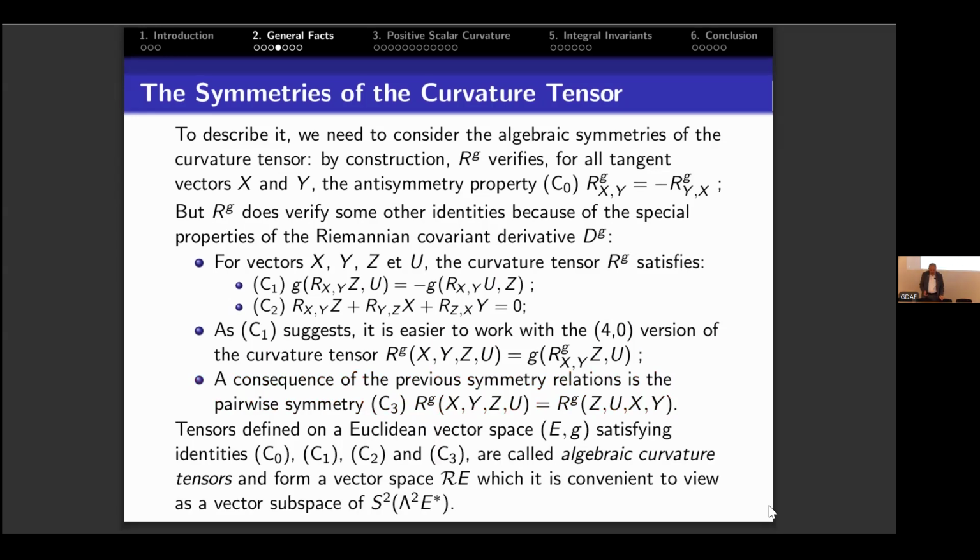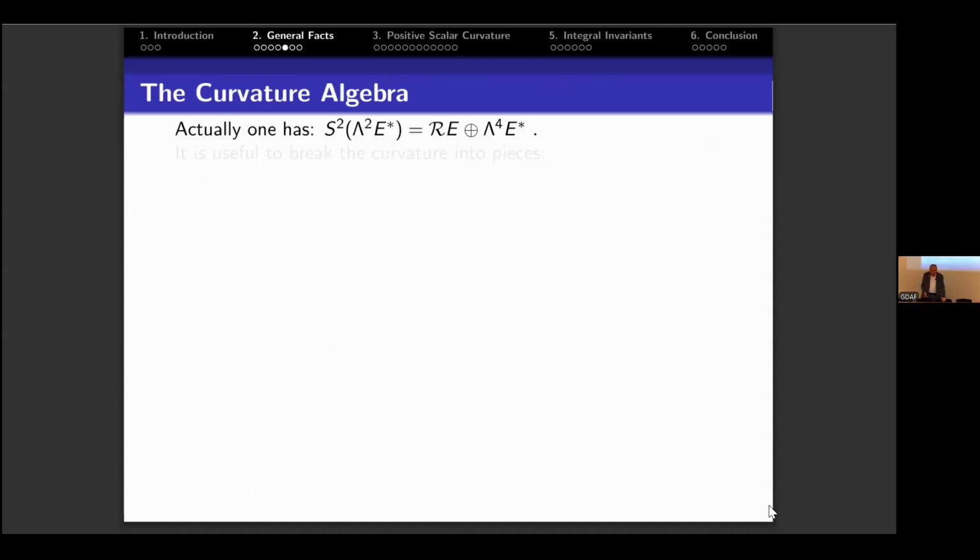So this is very nice, because it means that you can think of the 4-0 version of the curvature tensor as a symmetric tensor on exterior forms. You have exterior forms here, and since you can exchange in pairs, it's an element in S2 of lambda 2 of E star, because they are covariant objects. This is very interesting. All tensors which verify all these symmetries are called algebraic curvature tensors. That's the space which I call R of E, like Riemann.